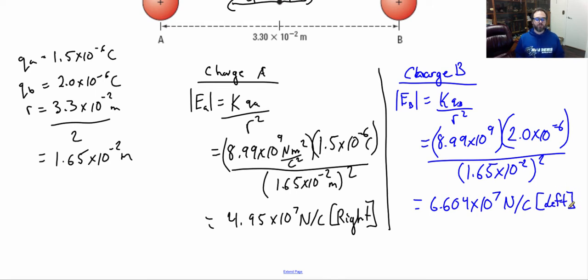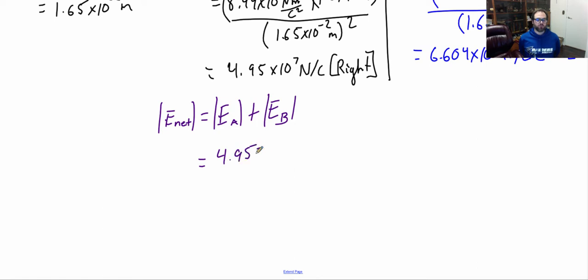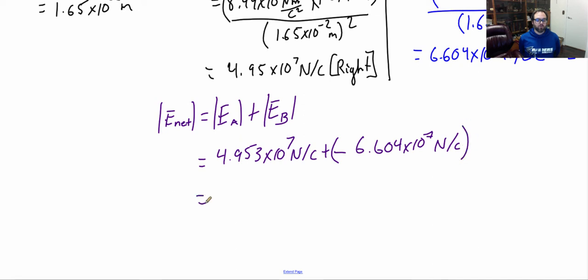So now we're going to use vector addition to figure out the net electric field. My net is going to be the electric field strength from charge A plus the electric field strength of charge B. So we have 4.95 times 10 to the 7 newtons per coulomb right plus negative 6.604 times 10 to the 7 newtons per coulomb left, which will give me a total of 1.6 times 10 to the 7 newtons per coulomb left.